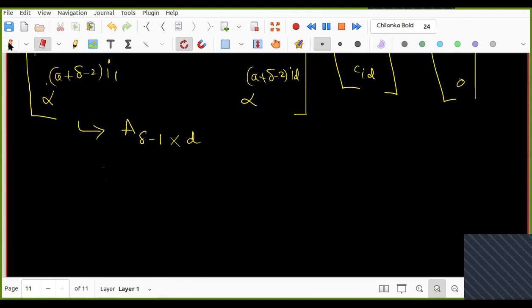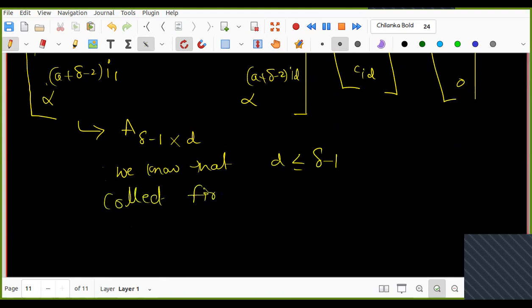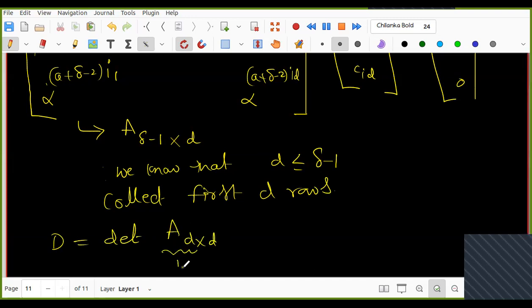Now since we know that D is less than or equal to delta minus 1, so collect the first D rows only, right? Then D is equal to the determinant of that. D equal to determinant of the D cross D part, so it is not A. I hope you understand. The first D rows of A.